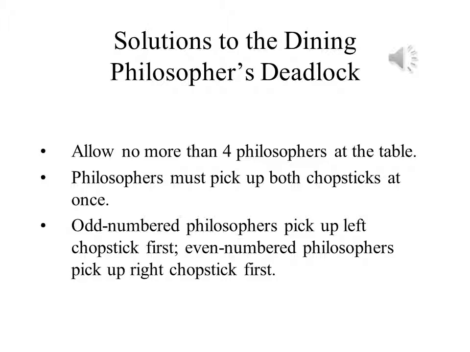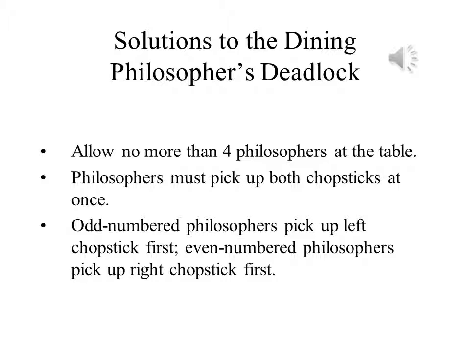Let's consider a few possible solutions. One solution is to limit ourselves to 4 philosophers dining together. With 5 chopsticks, there will always be one who can start eating. Another possibility is to require a philosopher to pick up both chopsticks at once. If only one of the 2 chopsticks on either side is available, we may have him or her wait. The only problem is that this may lead to starving a philosopher.